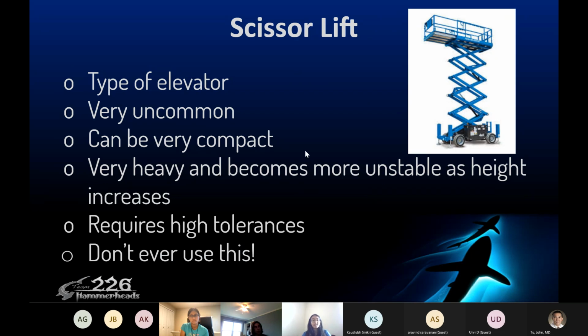The scissor lift is a very uncommon type of elevator that we don't like or actually ever use because it is extremely heavy and it becomes increasingly more unstable as it grows taller.